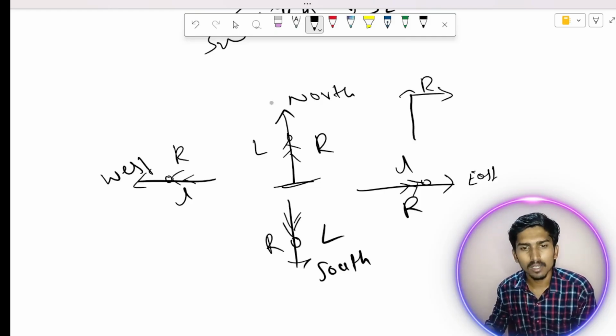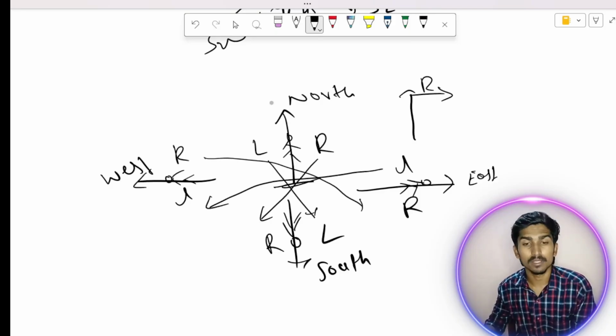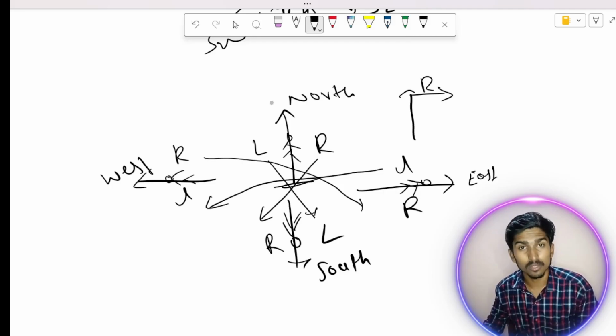Always north and south are opposite, and right and left are also opposite. In the same way east and west also. The right of east is directly opposite to the left of east, which is the west. You should remember this. These four are very important when you are going to solve the problems.